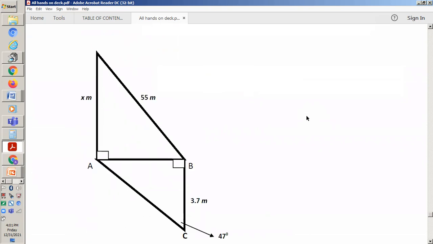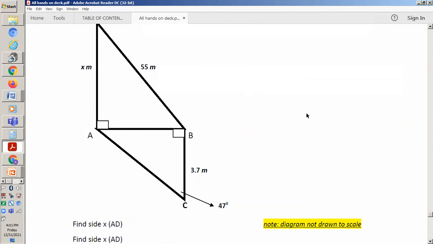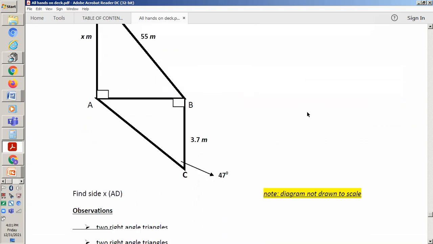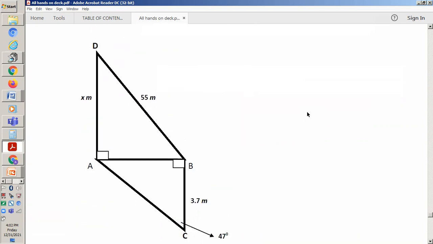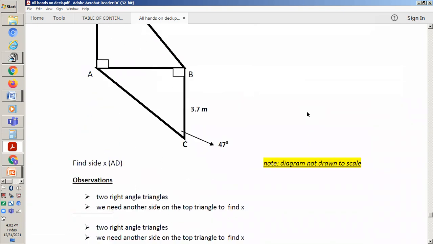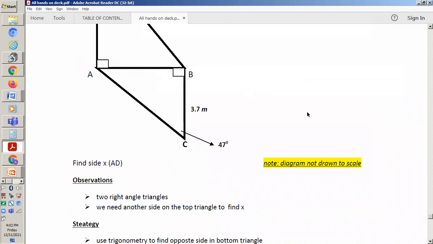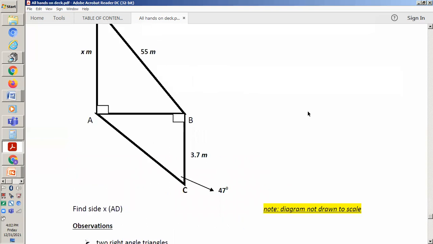So in this diagram, we have another triangle stacked on the other one. We have two right angle triangles. And the question says to find side AD or X. Let us examine. Apart from the fact that it's two right angle triangles, we're only given one reference angle down at the bottom triangle.